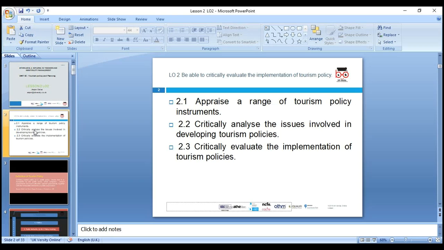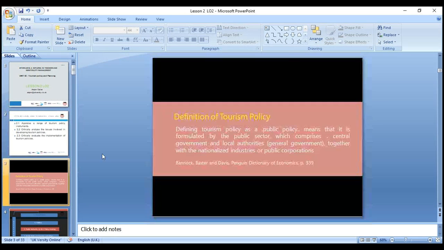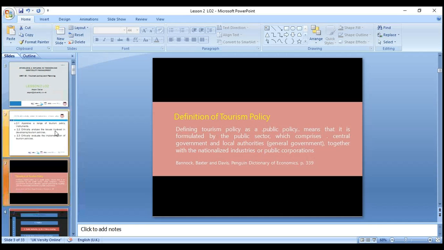In planning, you have a lot of ideas and you make a plan. With respect to smokers, every year they make a plan that they will quit smoking next year, but to implement it is very difficult. So today's lesson will go through assessment criteria 2.1: appraise a range of tourism policy instruments, critically analyze issues involved in developing policies, and critically evaluate implementation of policies, how we can implement them. So first, any questions?